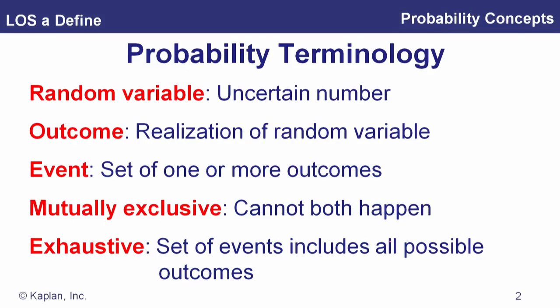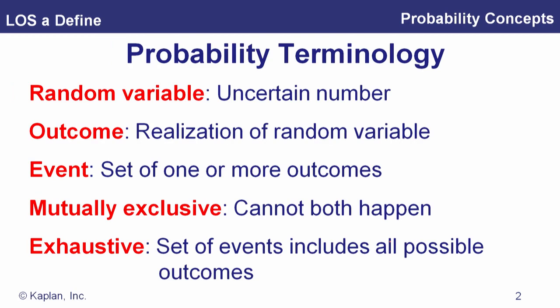Well, let's take a look at some probability concepts. Start off with some terminology here. A random variable. It's just any uncertain number. What's the return on the market tomorrow? It's a random variable. It's uncertain now. An outcome is the realization of a random variable. So at the end of trading tomorrow, we'll know the return on the index.